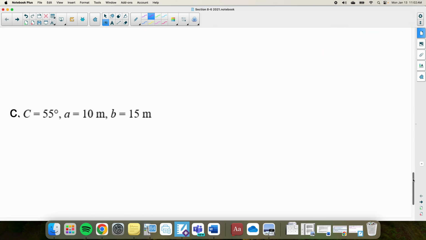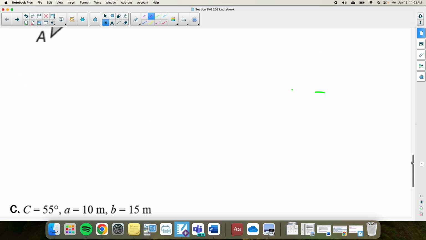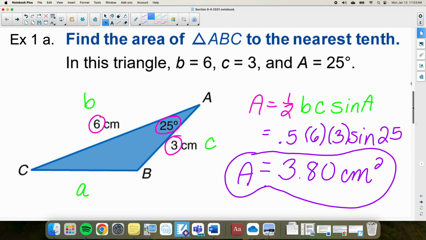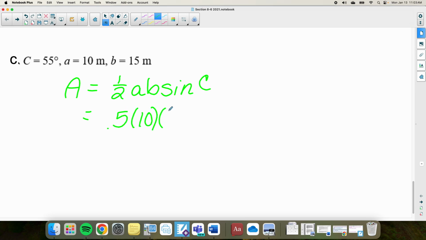Okay. Now down here, notice they're giving us angle C, little a and little b, and that's how the formula is. If you're given angle C, you need little a and little b. So that's exactly what we would want to do there. So here I can just say area equals, you don't really have to write out the formula, but I will here. Okay, so we're gonna go 0.5 times 10 times 15 times sine of 55.